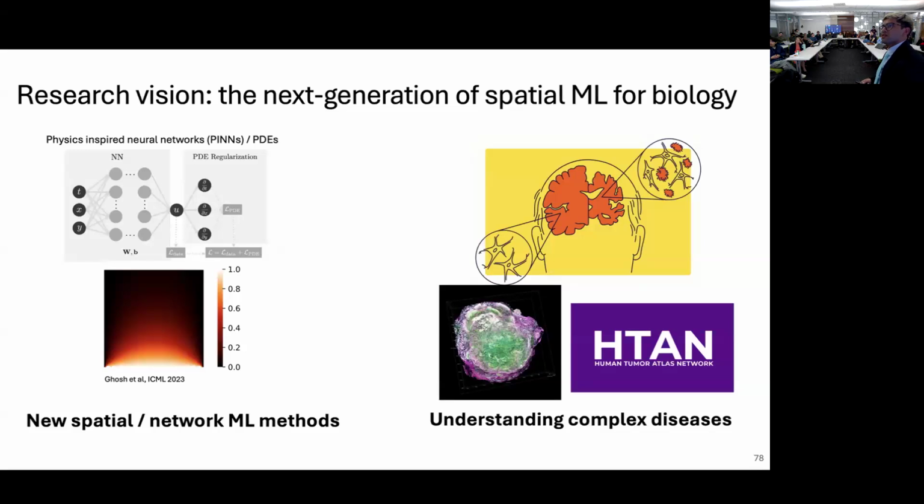I want to conclude by noting that in my future research, I really want to develop the next generation of spatial machine learning for biological applications. This will involve developing both new spatial and network machine learning methods, for example, using tools from PDEs or physics-inspired neural networks, and also using these methods to really understand complex diseases like brain disorders or cancer.